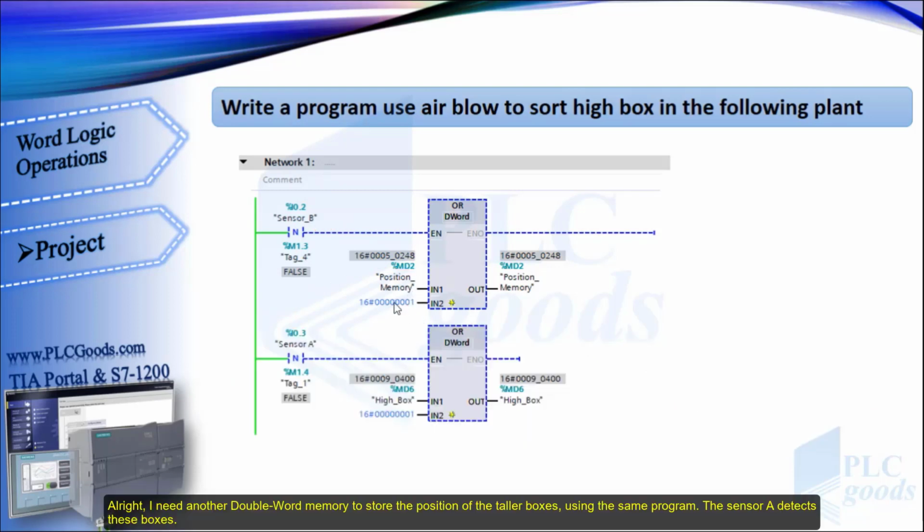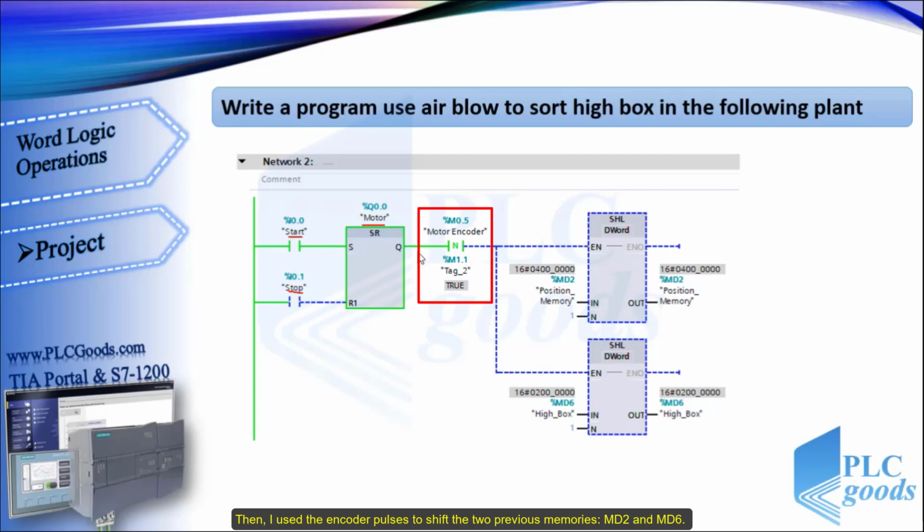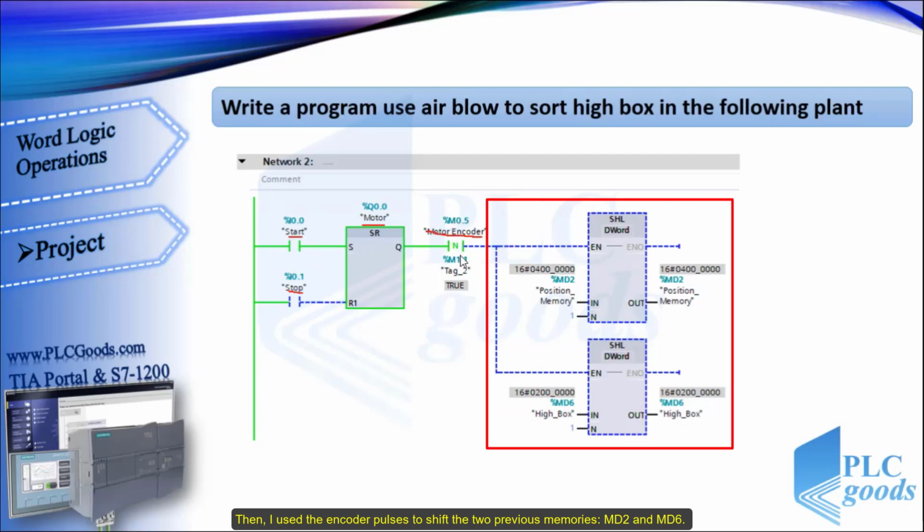Alright, I need another double word memory to store the position of the taller boxes using the same program. The sensor A detects these boxes. In the next network, I used an SR instruction to stop the motor. Then I used the encoder pulses to shift the 2 previous memories, MD2 and MD6.